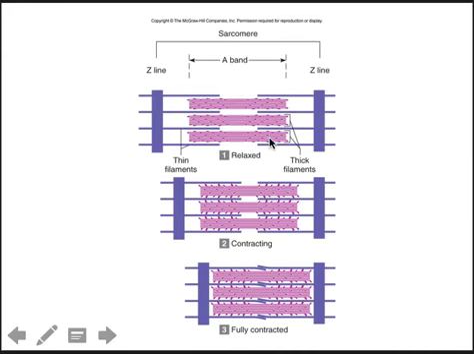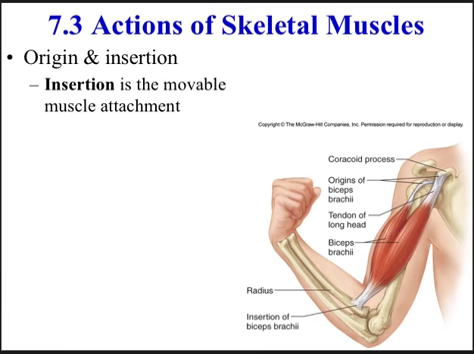One is the insertion, which is its attachment to the movable bone in the joint. In this case, we see attachment down here to the radius. Okay, you can see here the bone on the thumb side of the forearm contains an attachment point for the biceps brachii. The origin is the immovable muscle attachment. In that case, we're looking at the attachment to the scapula.